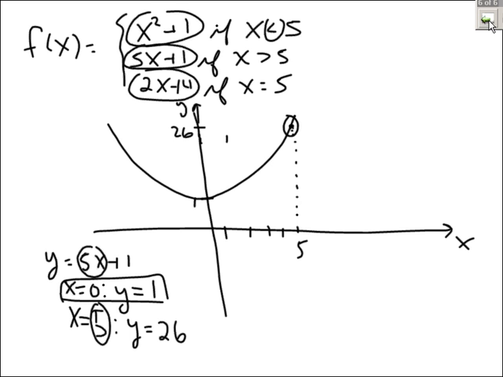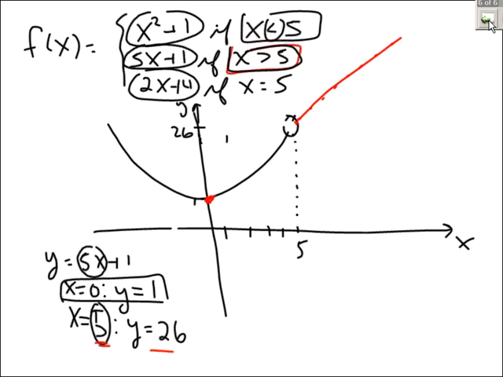When x is 0, I go up 1, which happens to be right here. And when x is 5, I go up to 26, which happens to be right here. And I get that line. But I only keep the portion of the line that's bigger than 5. That is, I keep this portion. Notice nothing has filled in that circle yet. And this is erased. It's not part of the graph. Why is nothing filled in when x is 5? Because we haven't talked about when x is equal to 5 yet.